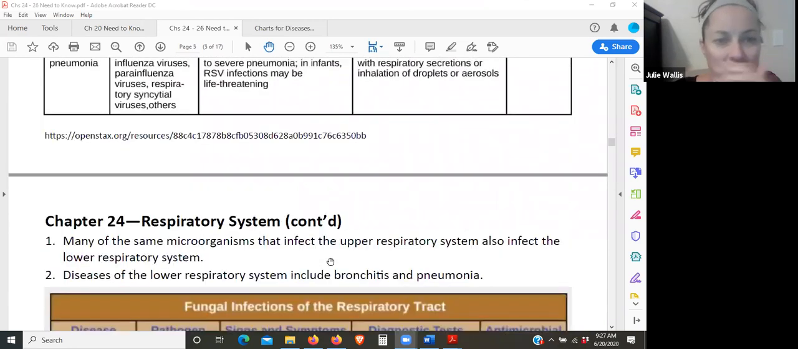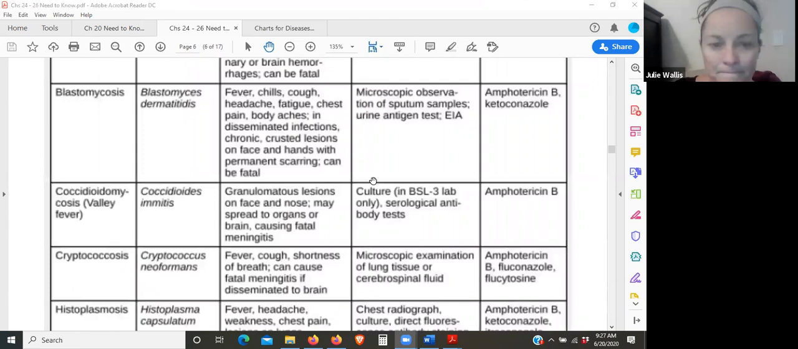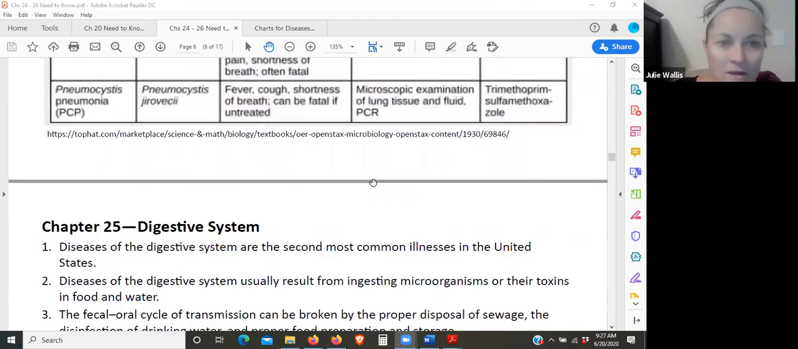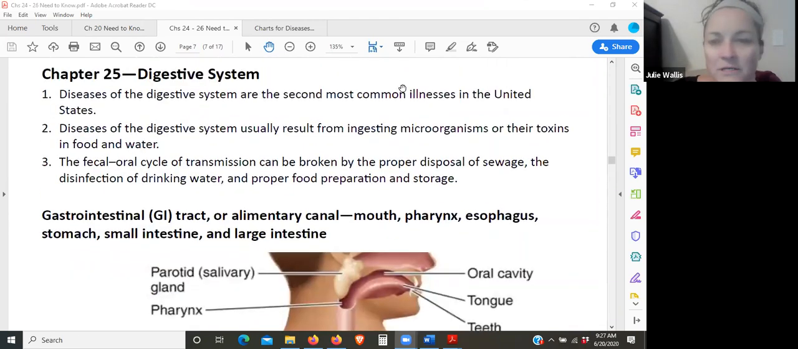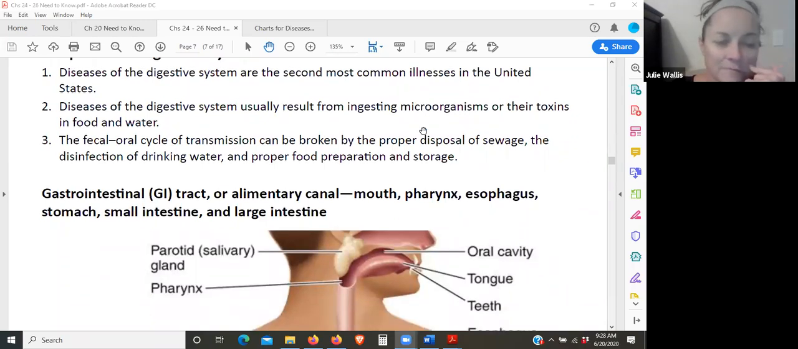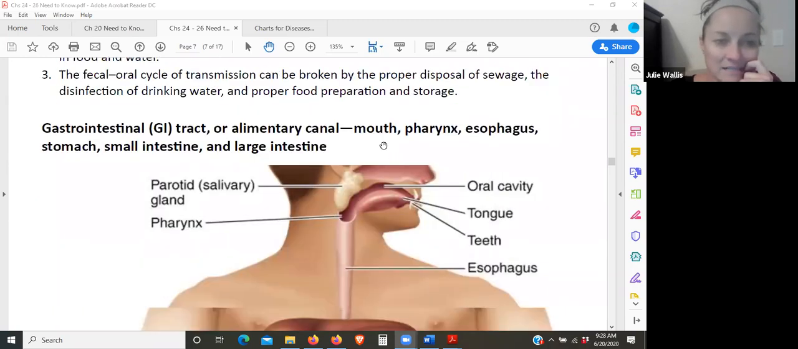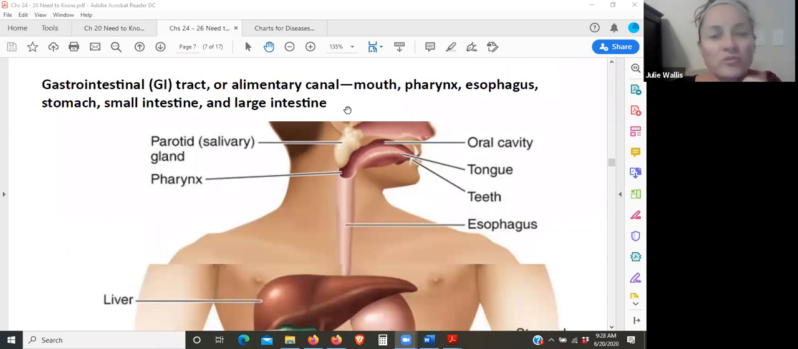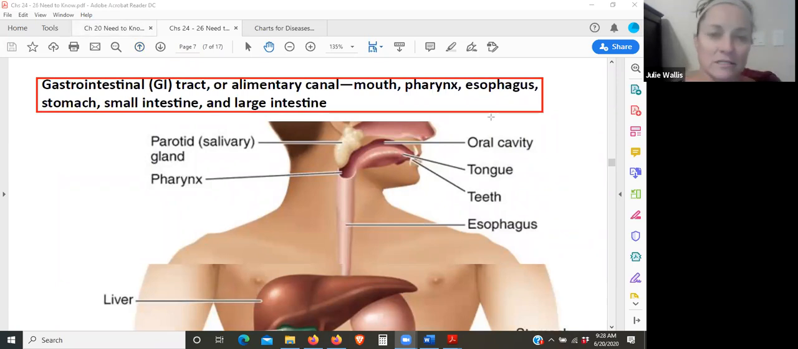Let me scroll down to the digestive system. So these are going to be mostly in the chart. I don't really think there's anything specific from the digestive system that you need to know outside of the diseases. Oh, you do want to be familiar with the structures in the organ system and the order of them.